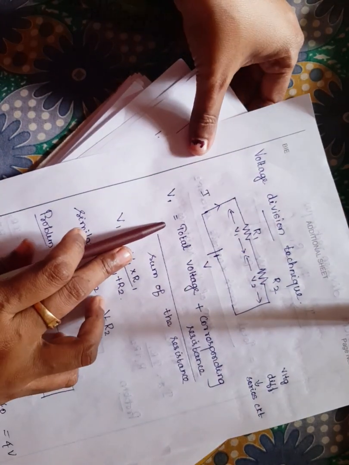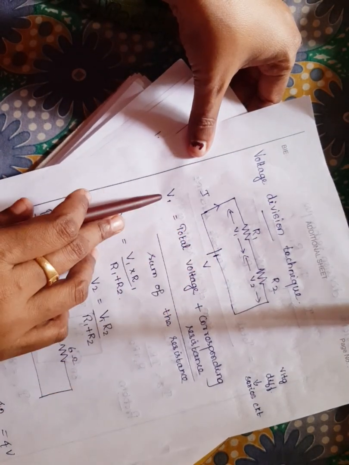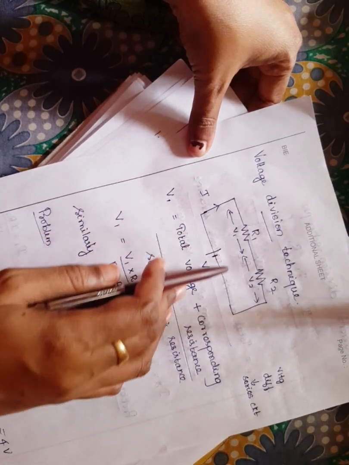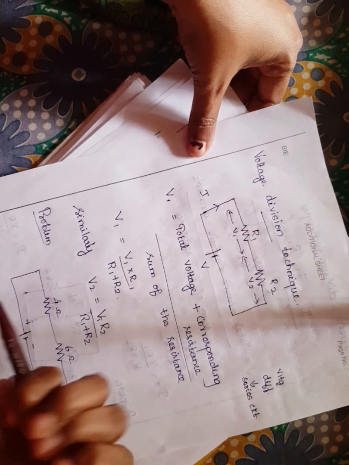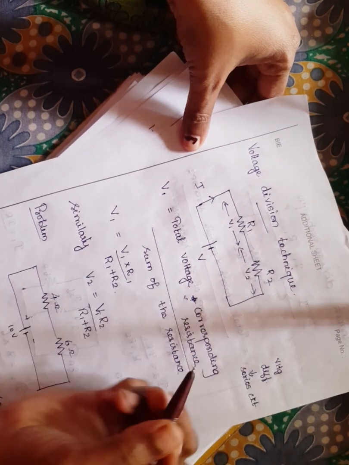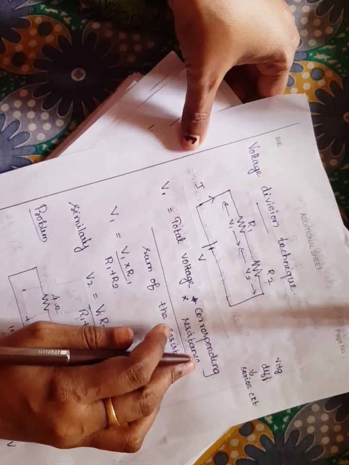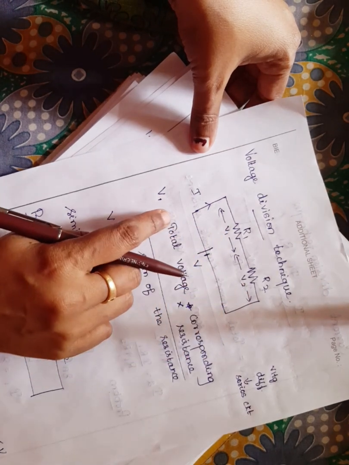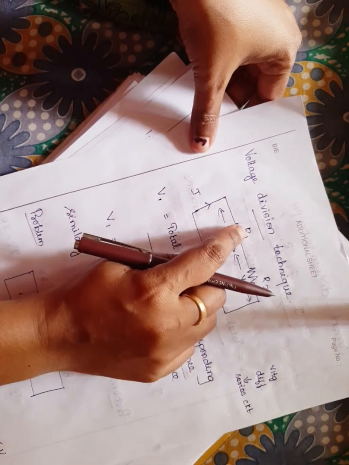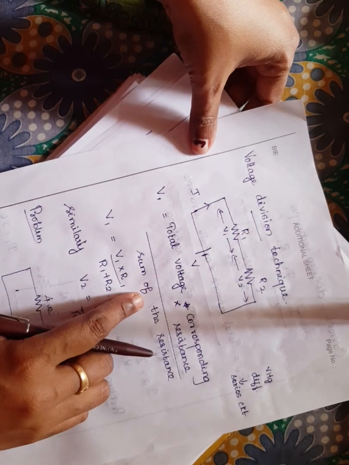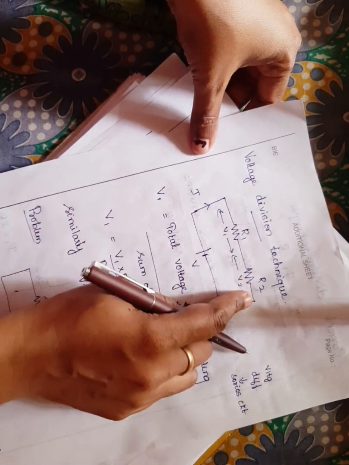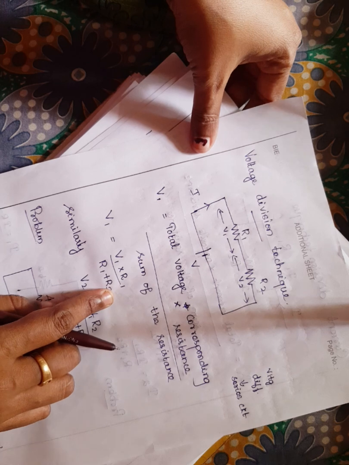So what is the V1 voltage? How do we find the voltage? Total voltage. So what is the total voltage? This is the total voltage. So total voltage, okay, not plus, into the corresponding resistance value. Corresponding resistance means, if you want to find V1, what is the resistance value in V1? R1. So that R1 value divided by the sum of the resistances, that is R1 plus R2.